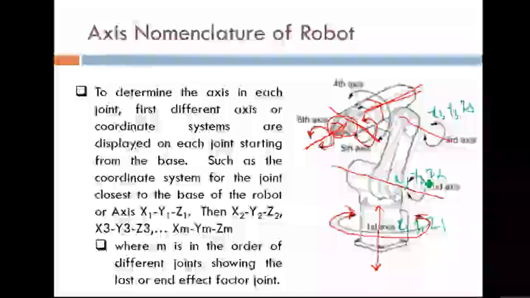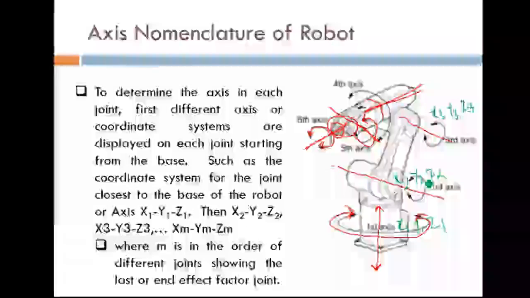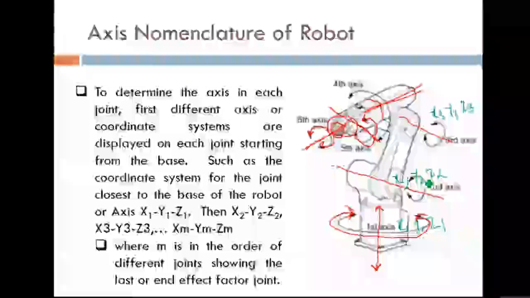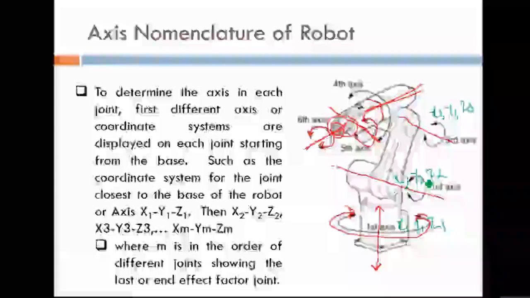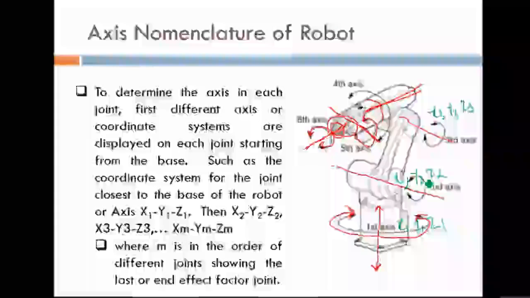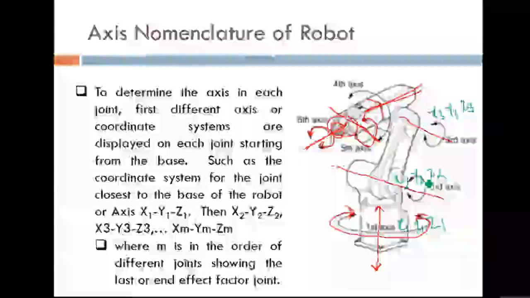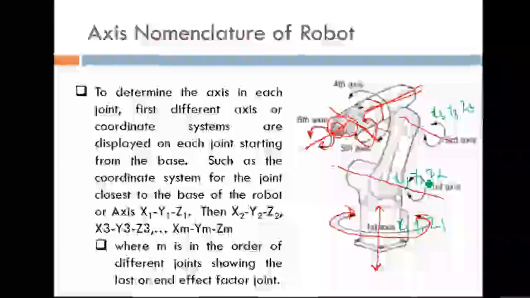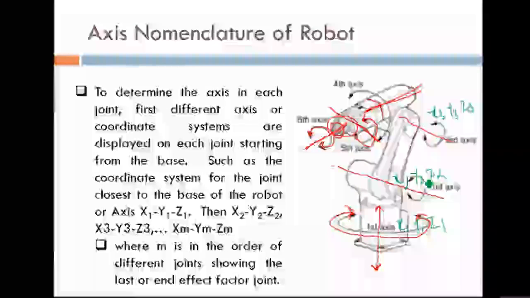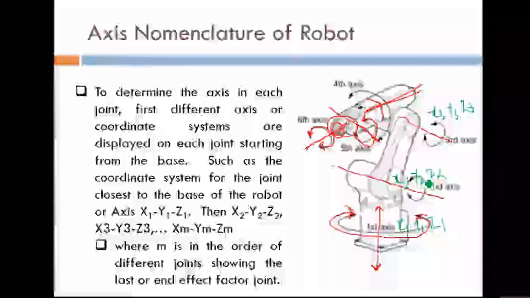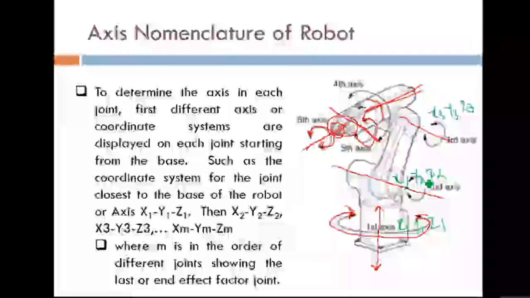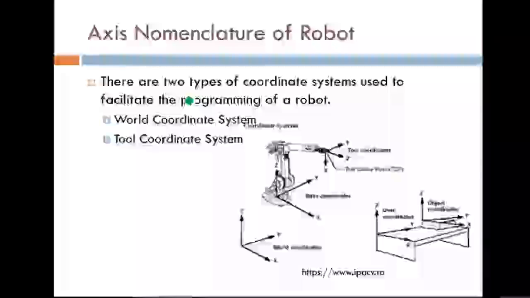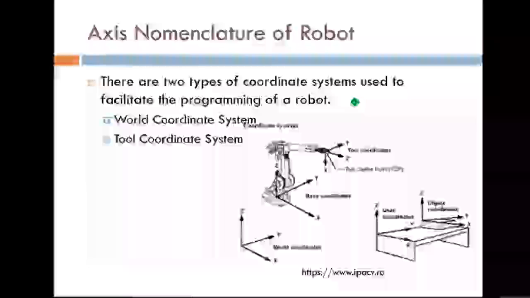Here one question: this x1, y1, z1, x2, y2, z2, and x3, y3, z3 are calculated from where? From which point are they calculated? There are two types of coordinate system: the world coordinate system and the tool coordinate system.